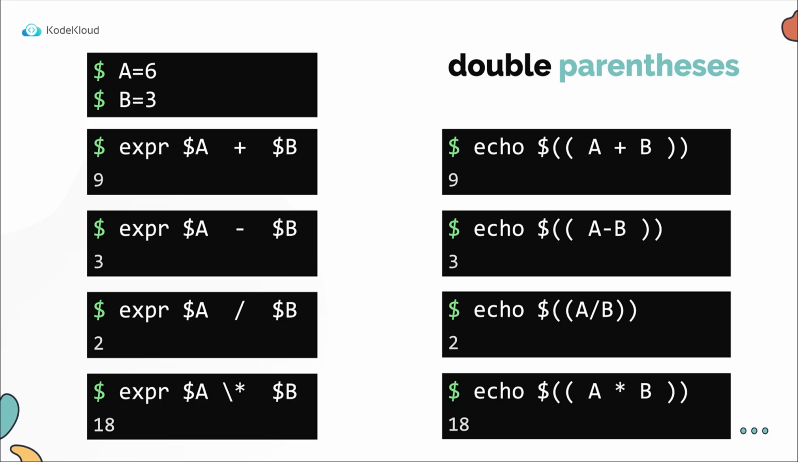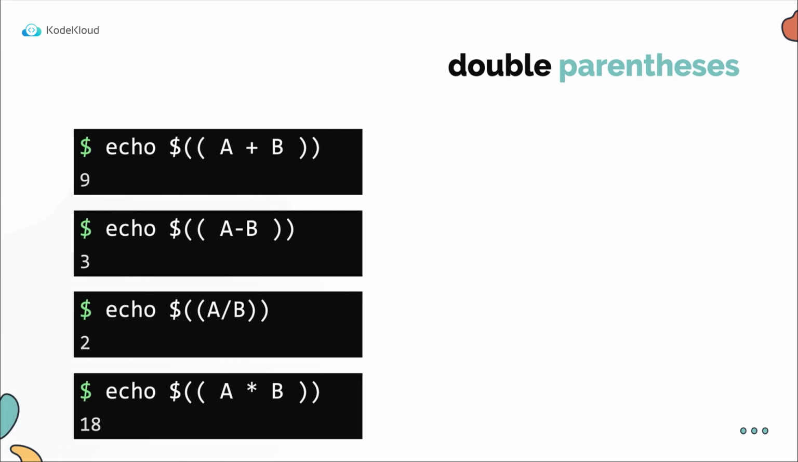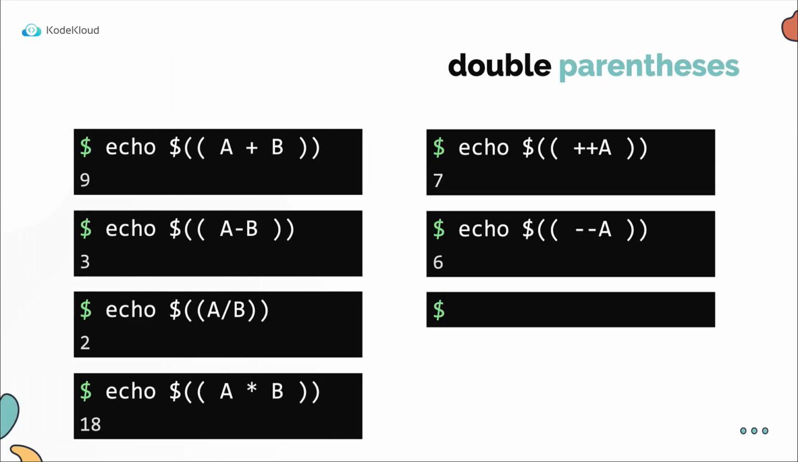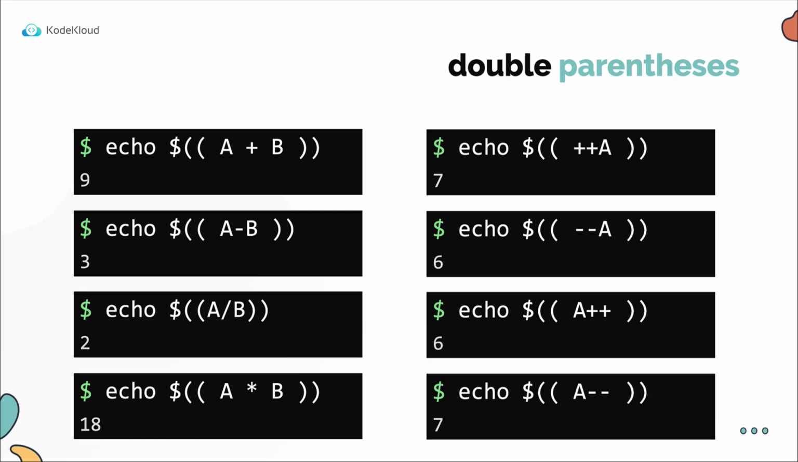Within the parentheses, we no longer need the dollar symbol prefixing a variable, and we no longer need to separate the operator and the variables with a space. And for multiplication, we no longer need to escape the star operator with a backslash. You may also use programming language C style manipulation of variables, for instance, ++a to increment a variable and --a to decrement a variable. Note that a++ and a-- work just like in C, where the value of the variable is returned first and then incremented or decremented.